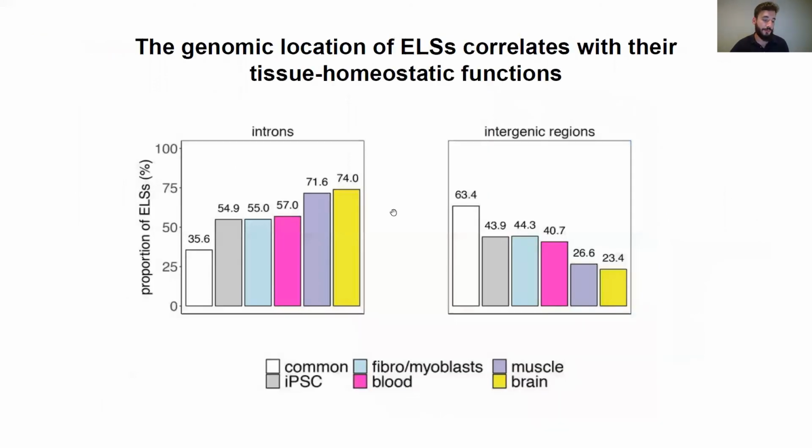In order to consider also the enhancers that are activated in all the tissues at the same time, we created also the category common. In this bar plot, I'm showing you the genomic location of these enhancers across all the tissues that we're considering and into different genomic locations, intronic, in introns and intergenic regions. As you can see, the more specialized is the tissue, the higher is the percentage of intronic enhancers that they present. On the other hand, the less specialized tissues present an enrichment of these enhancers in intergenic regions.